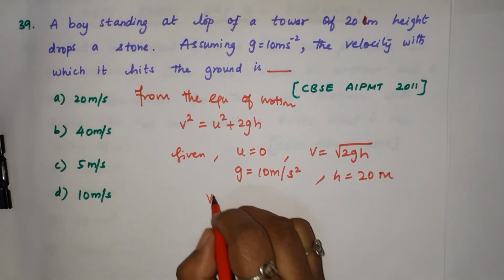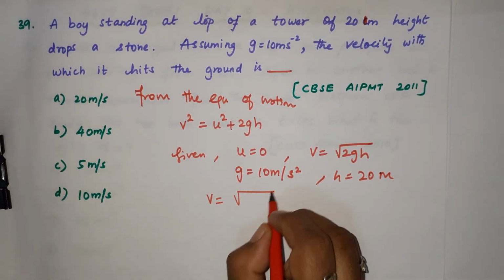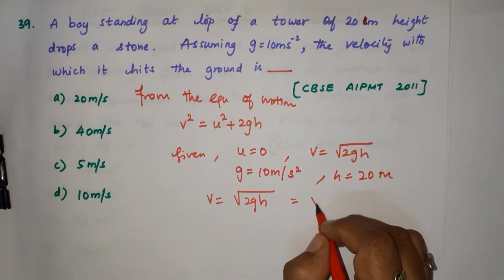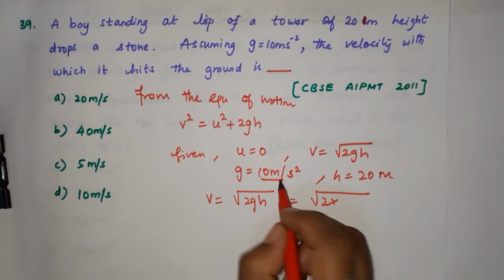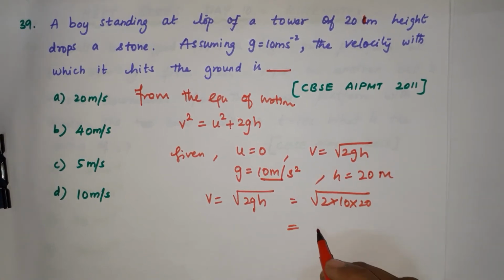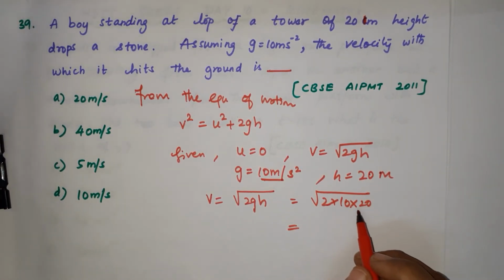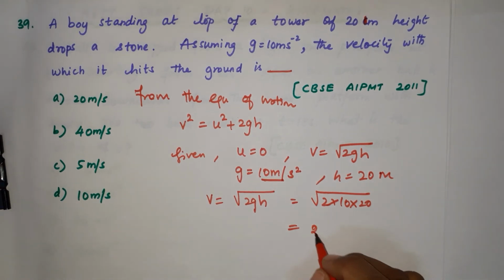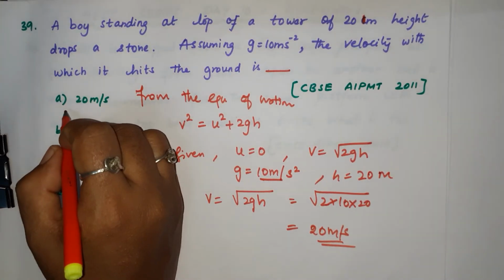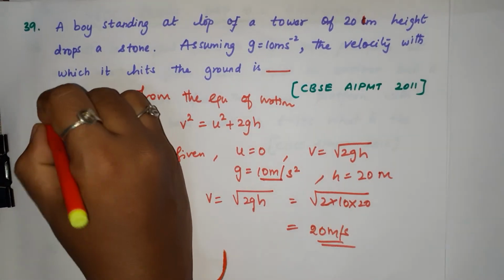So substitute in the formula. V is equal to root of 2gh, which is root of 2 into 10 into 20, which gives 20 meter per second. Please check the answer. Yeah, the A option is right.